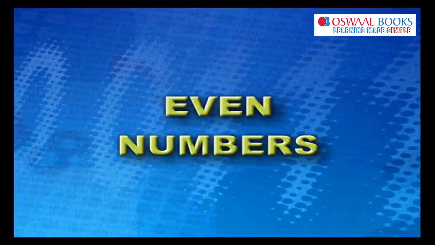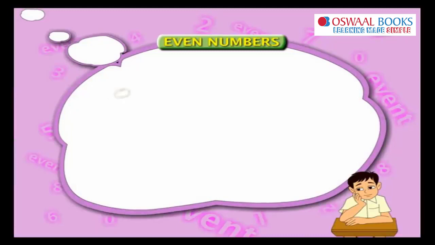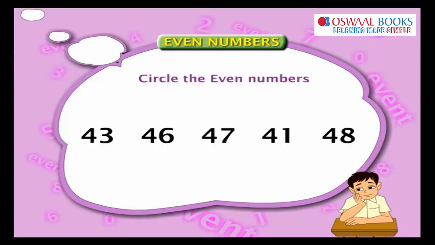Even numbers. Numbers ending with 0, 2, 4, 6, and 8 are called even numbers. Let us now circle the even numbers in the given 5 numbers. 43 ends with 3, so it is not an even number. 46 ends with 6, so it is an even number. Circle it. 47 ends with 7, so it is not an even number. 41 ends with 1, so it is not an even number.